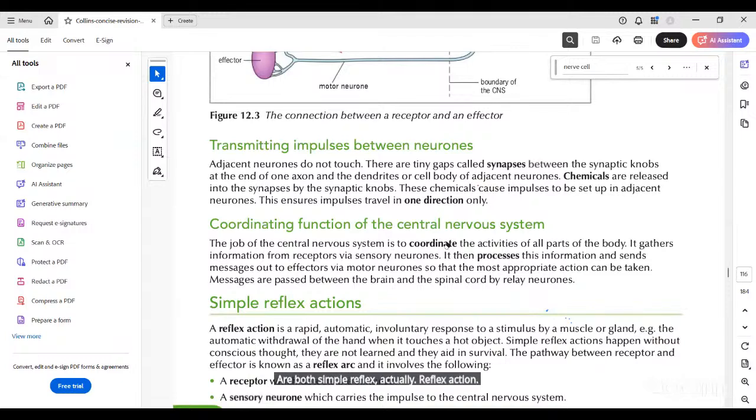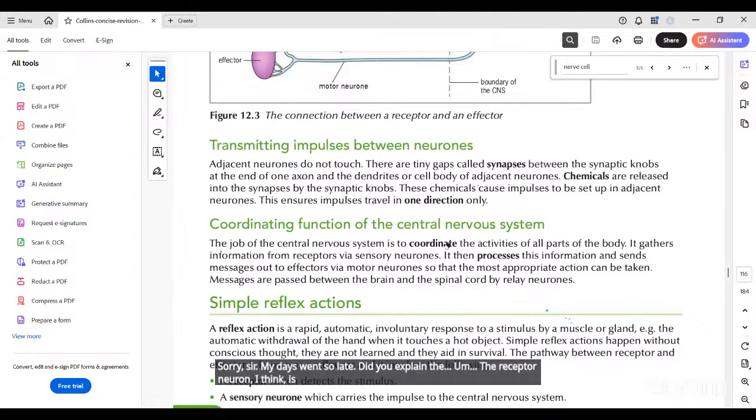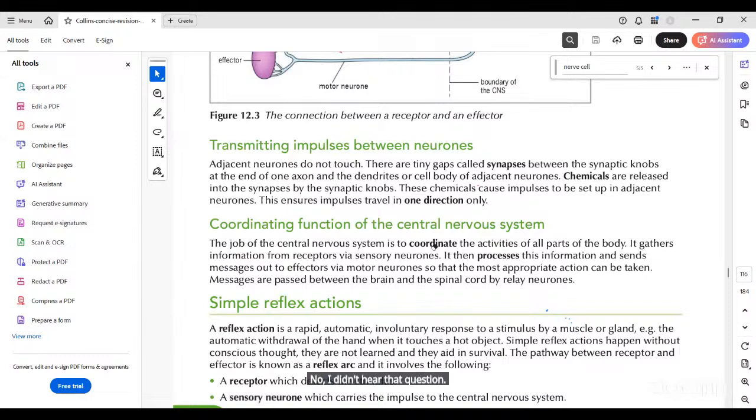Sorry, sir. My data went away. Did you explain the receptor neuron? I think that is what I asked you to explain. No, I didn't hear that question. Oh, can you go back up to the diagram, please?